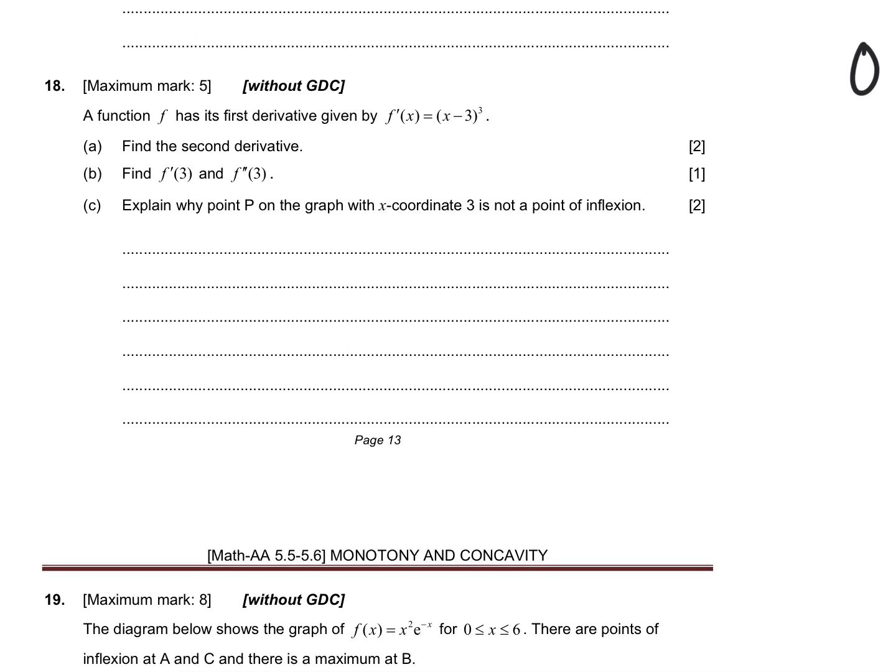All right, we have the first derivative. Find the second derivative. It is 3x minus 3 squared. Chain rule, you just multiply by 1. So if we do the derivative at 3, that's 3 minus 3, 0 cubed is 0. The second derivative at 3 is also 0. Explain why point P on the graph with x-coordinate 3 is not a point of inflection.